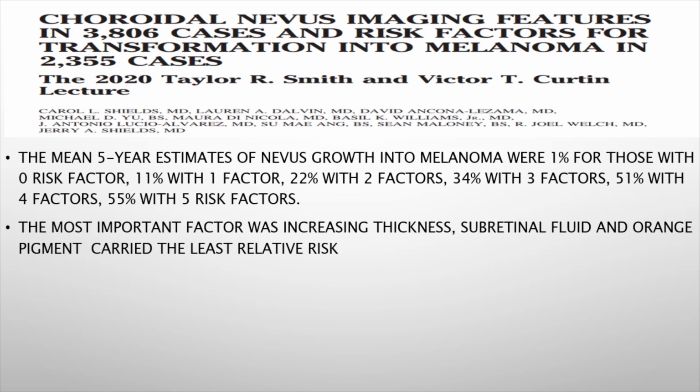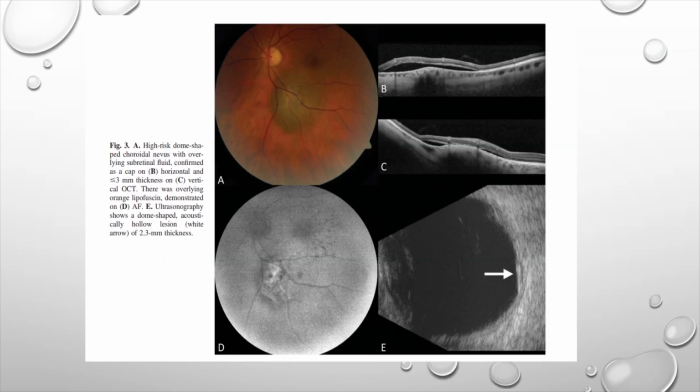So this is something which is important, and if it comes as a question in your exam also, this is the value which you should be writing as well. Whether the question comes about a melanoma or about a nevus, either way you will have to write this statement. They concluded the most important factor was increasing thickness, while the subretinal fluid and the orange pigmented lesions carried the least relative risk. So this is the same study defining a high risk lesion.